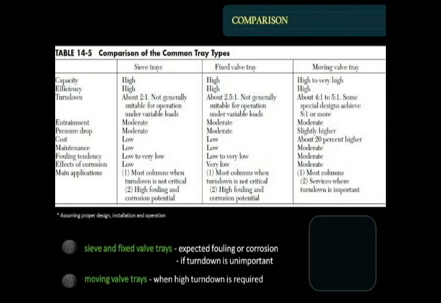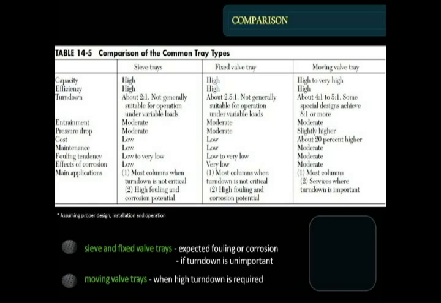To know what type of tray must be used for different conditions, Table 14-5 gives a general comparison of the common tray types, assuming proper design, installation, and operation. It can be noticed that the capacity, efficiency, entrainment, and pressure drop of sieve and valve trays are comparable. The turndown of moving valve trays, about 4:1 to 5:1, and with some special designs achieving 8:1 or more, is much better than that of sieve and fixed valve trays, which only have about 2:1 or 2.5:1.